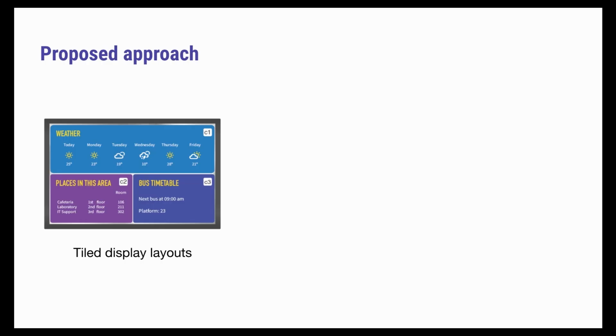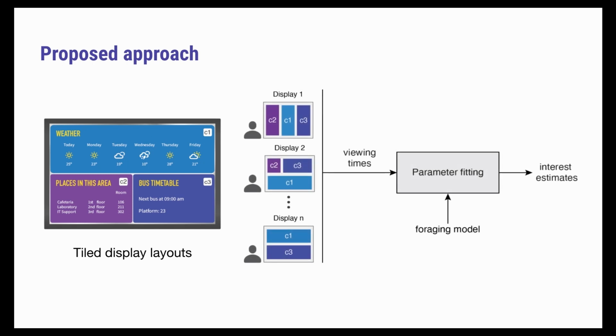Our approach focuses on displays that show multiple content at the same time, namely tile display layouts. The main idea is to generate several layouts with a fixed number of content items and to measure the view and time of a user on each layout. Such data is then employed to fit the parameters of a foraging model to find the interest values for each content shown on the screen. In this work, we built two foraging models, but here we focus on one of them, the tile forager.